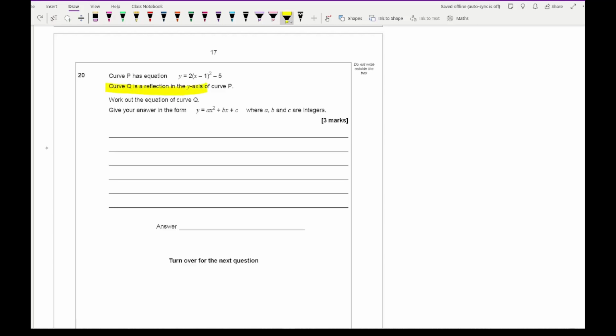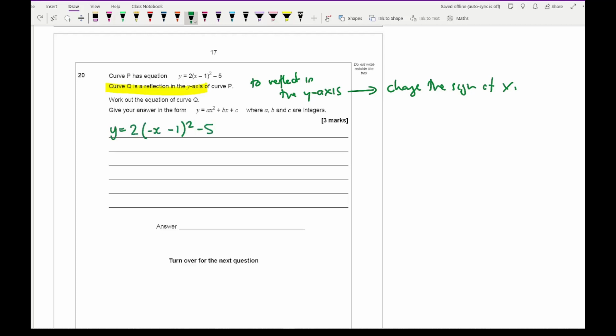and that when we are reflecting in the y-axis, we change the sign of x. So to reflect in the y-axis, change the sign of x. So what we're going to have then is y equals 2, and it's going to be minus x minus 1 squared minus 5.